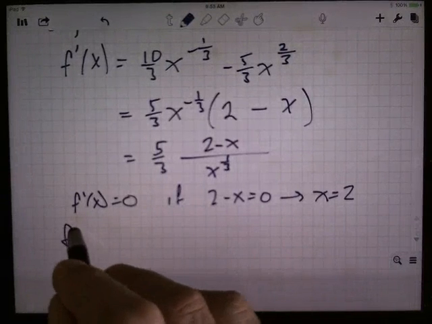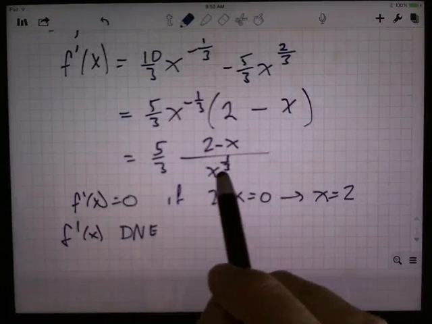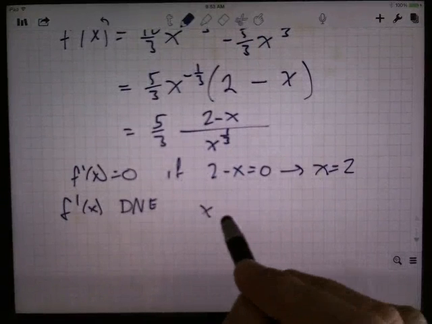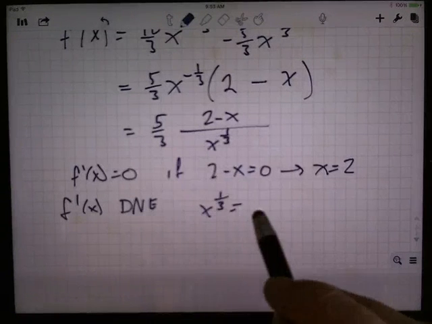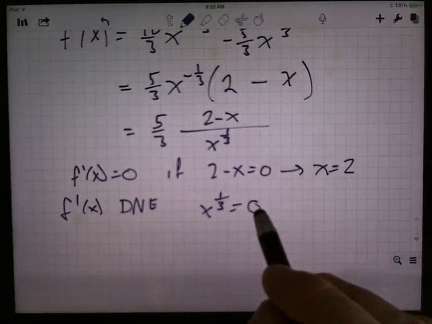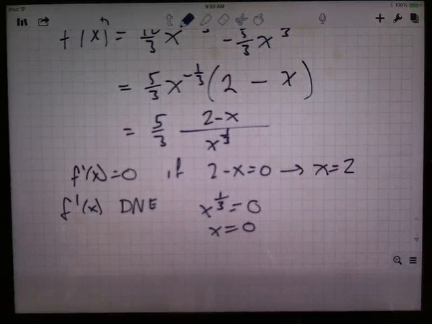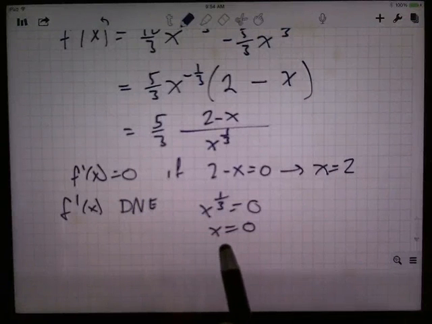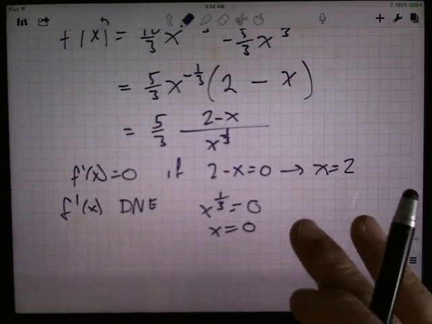The other type of critical point is when f prime of x does not exist. Well, the only thing that could go wrong here is that I might be dividing by 0. I'm dividing by 0 whenever the cube root of x in the denominator is equal to 0, and then the derivative is not defined. So cubing both sides, I get that x is equal to 0. So I've got two types of critical points here. I have the critical point where the derivative is 0 at x equals 2, and I have a critical point where the derivative is not defined at x equals 0.